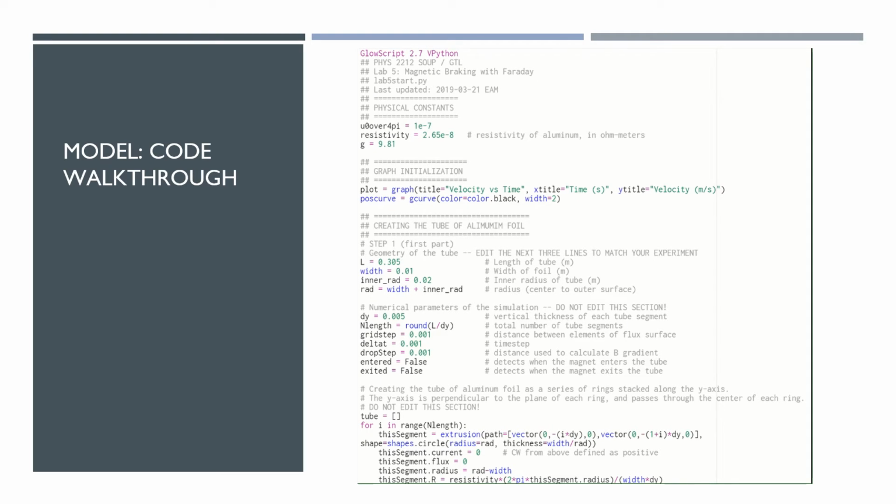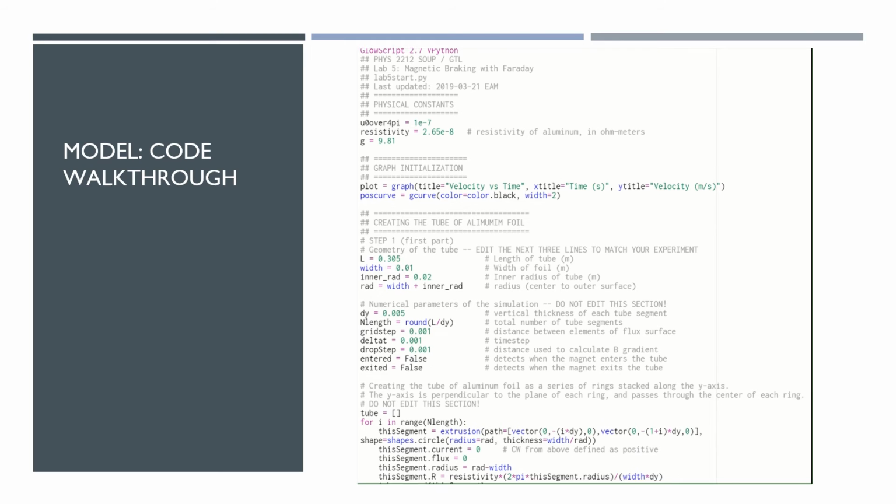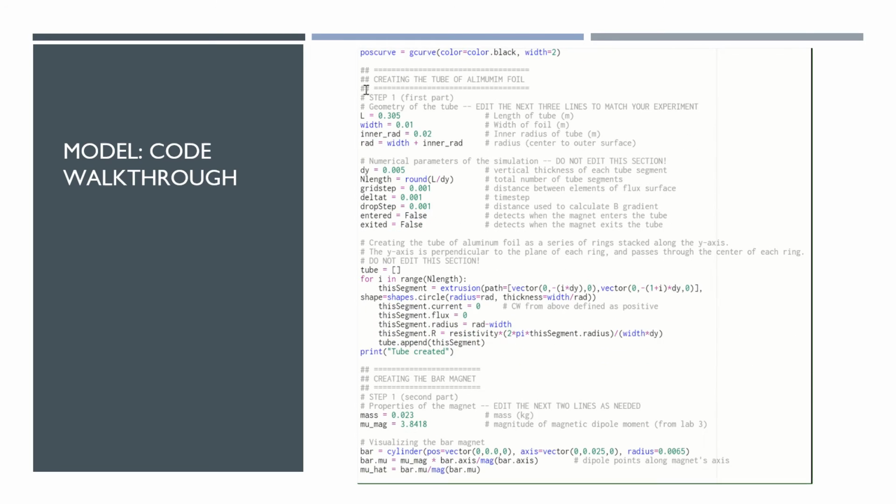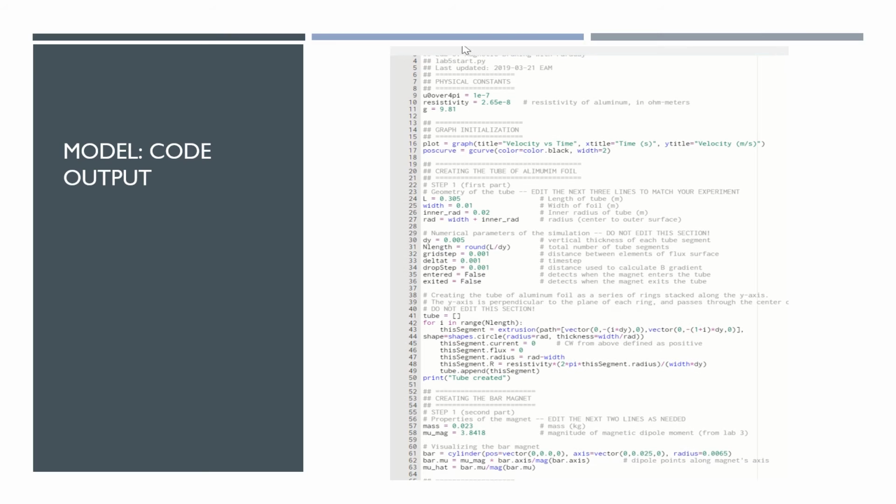Here's my code for the lab. First, we have some physical constants: mu naught over 4 pi, the resistivity of aluminum, and the gravitational constant. Next, we create our physical objects. First, the tube of aluminum foil, in which we use our measured physical constants from the lab, its length and width. So when this code is run, this is the end result.